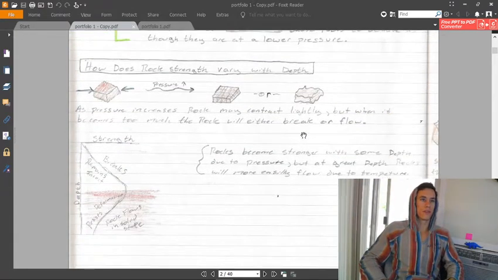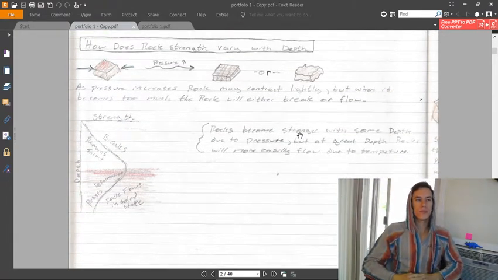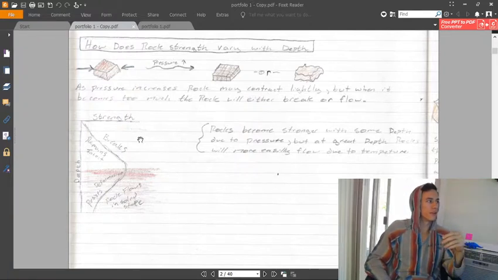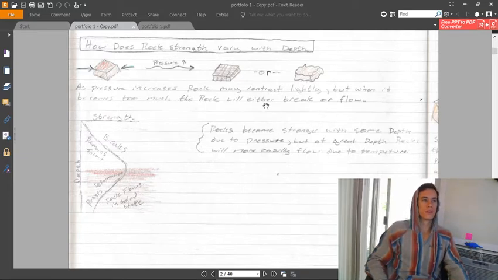How does rock strength vary with depth? The pressure increases, and the rock acts either ductile or brittle. This is a good diagram of what I was talking about, how it becomes more fluid, rock flows in solid state. This is the strength of the rock versus the depth. As the pressure increases, rock may contract slightly, but when it becomes too much, the rock will either break or flow.